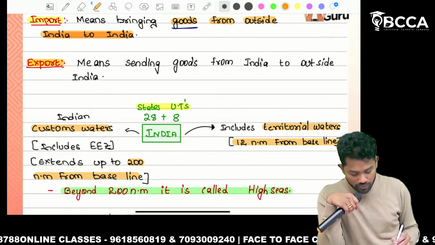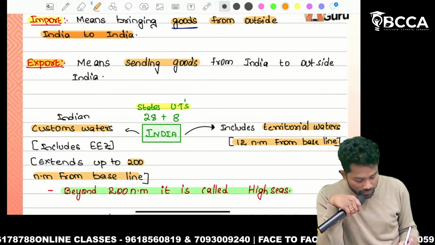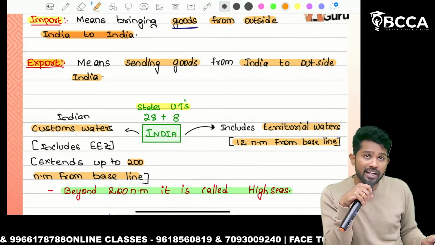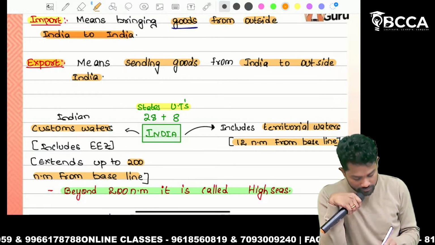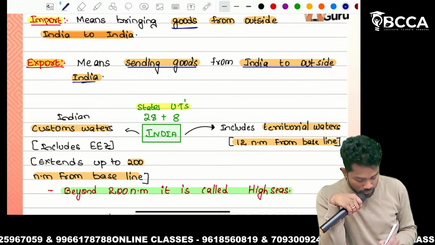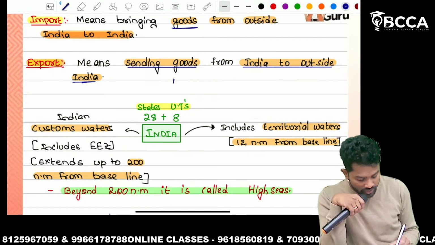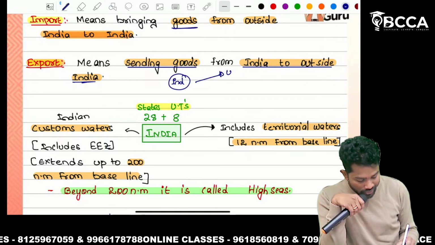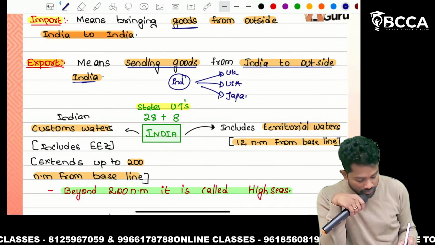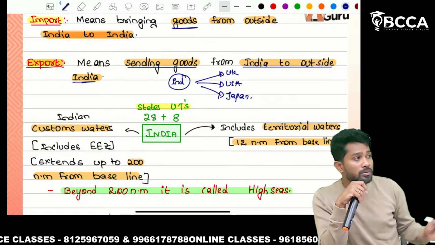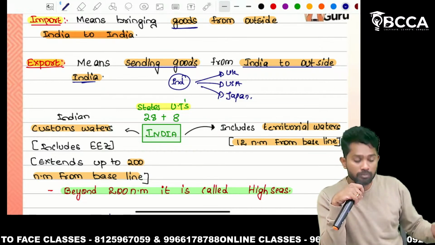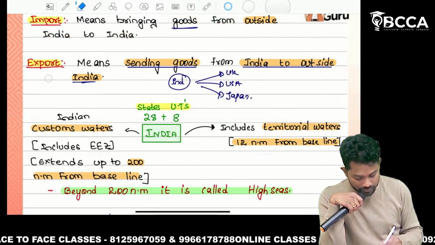Then export. Export means sending goods from India to outside India. That means from India to UK, to USA, to Japan. If any goods are sent like this, that is called export. Import means bringing goods from outside India to India. Export means sending goods from India to outside India. Okay?